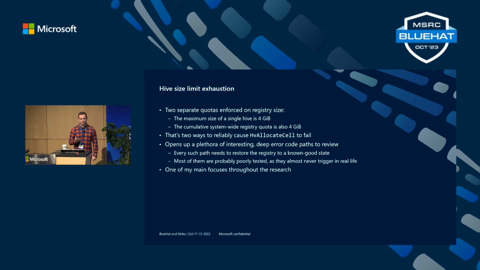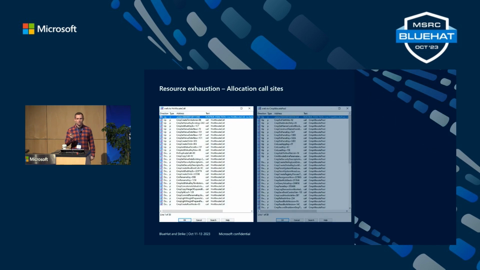And this was basically one of my main focuses throughout the research. A very good starting point is to take an allocation function, such as on the left we have HvAllocateCell and all of the 30 references to it. This is a manageable amount of call sites that we can go through one by one and see what happens if any of those allocations fail and whether the conditions are handled correctly. And there are many more references to pool allocation functions. Here is just one example, the CmpAllocatePool function, but there are also a lot of calls directly into ExAllocatePoolWithTag and other internal functions. So when it comes to pool allocations, there are many more of them.